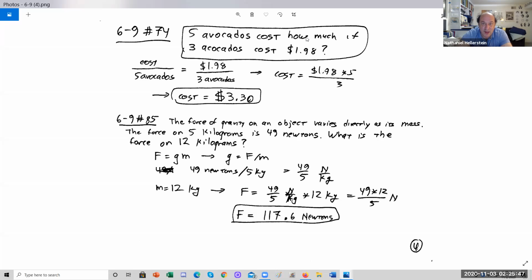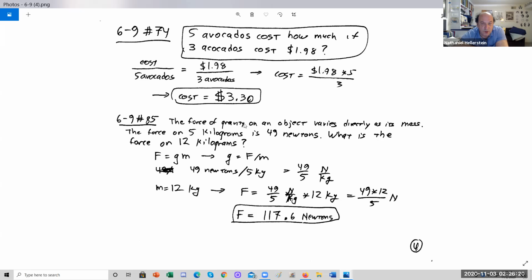Five avocados cost how much if 3 avocados cost $1.98? And I love those prices. Cost of the 5 avocados is to $1.98 as 5 is to 3 avocados. One assumes a direct proportion in terms of cost and number of avocados. So transpose, you get cost equals $1.98 times 5 over 3. After a bit of arithmetic, cost is $3.30.